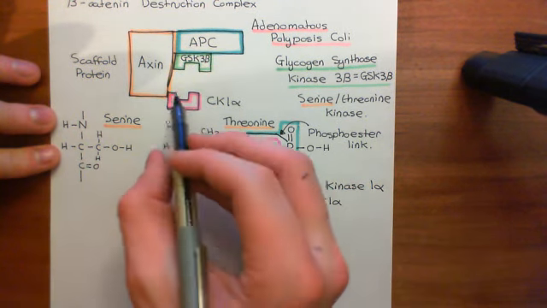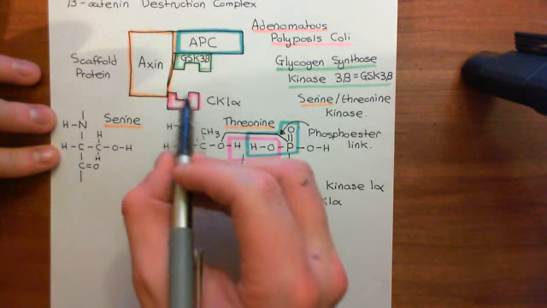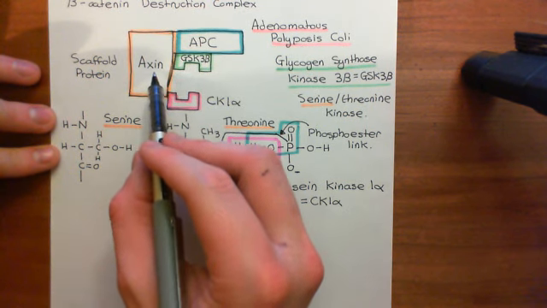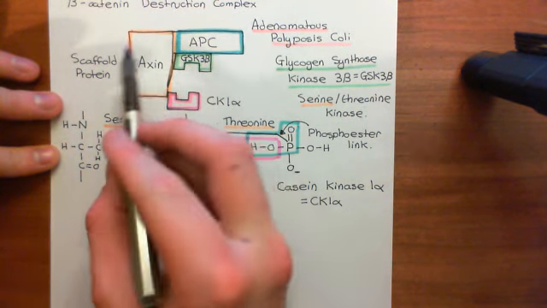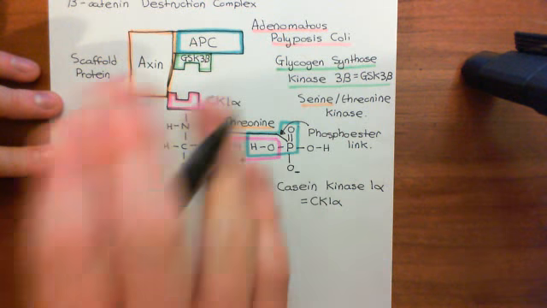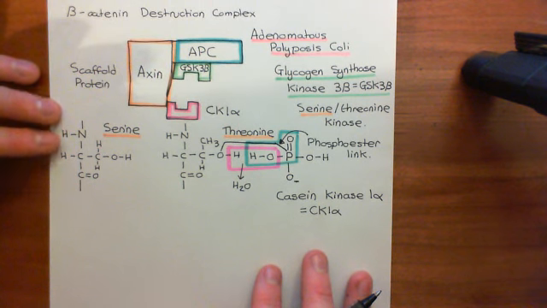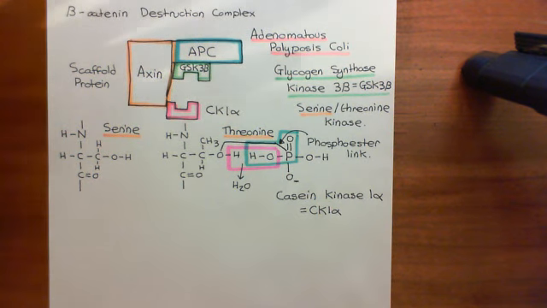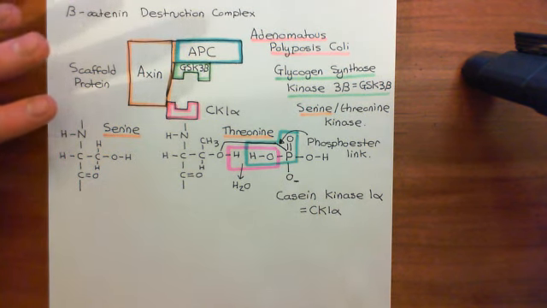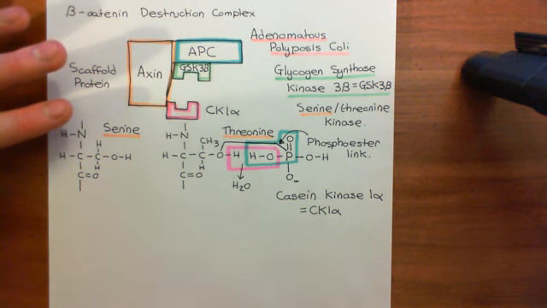Now, you're going to have a casein kinase 1 alpha molecule attached to the axin scaffold protein within our beta-catenin destruction complex. And this now is the beta-catenin destruction complex fully assembled. This is now going to start the process of destroying beta-catenin molecules.